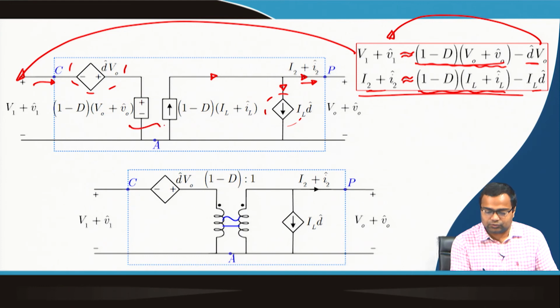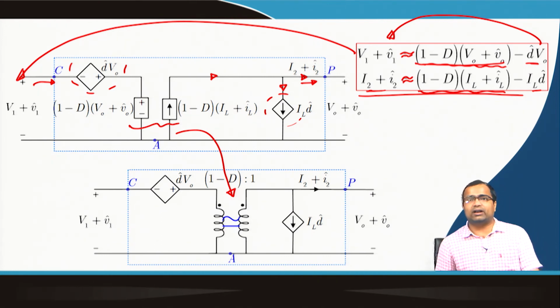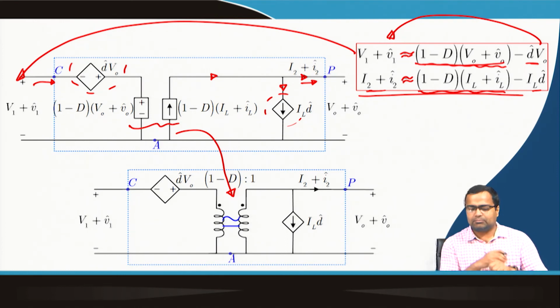Now, from these two terminals, we can represent it in terms of a DC equivalent, like a DC transformer, where the ratio will be 1 minus d to 1. And these are well known standard techniques, but this is just for the sake of deriving the small signal model. These steps are important, which is why I am showing them.